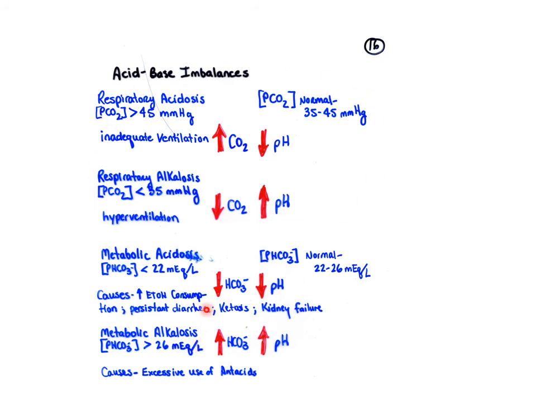So spend some time looking at this and getting familiar with what CO2 levels do if they're high or low, and what bicarb levels do, what happens if it's high or low, and the terminology that connects them together. This is controlled by the lungs. This is controlled by the kidneys.